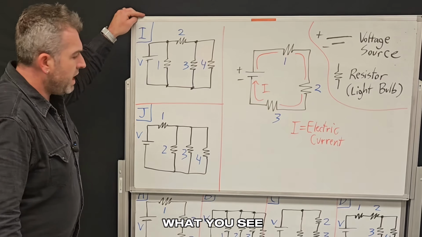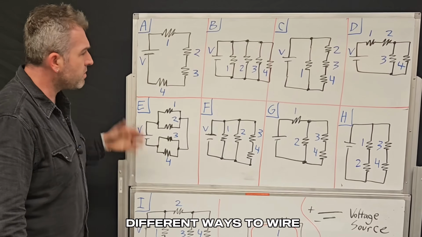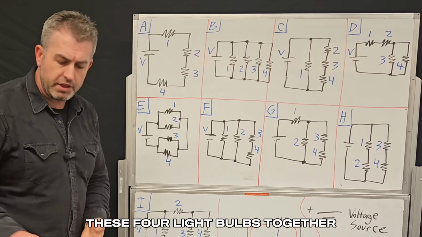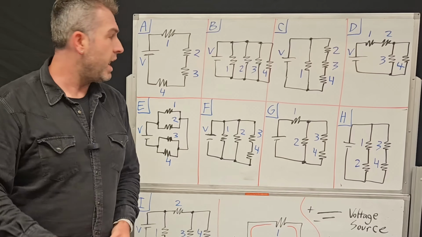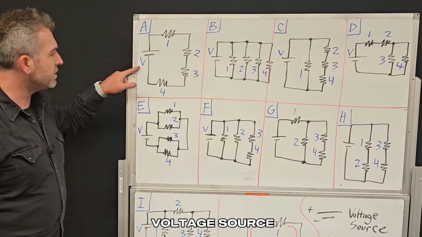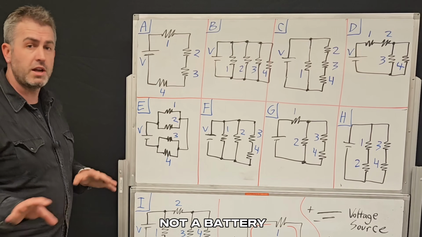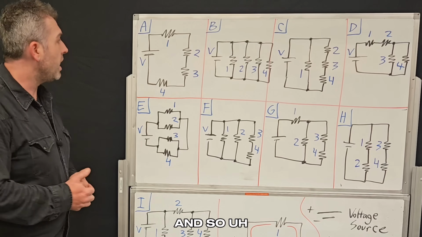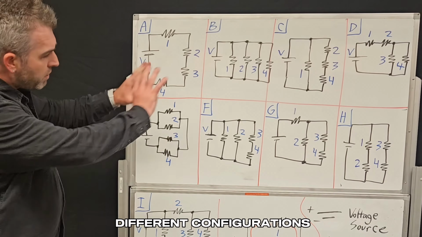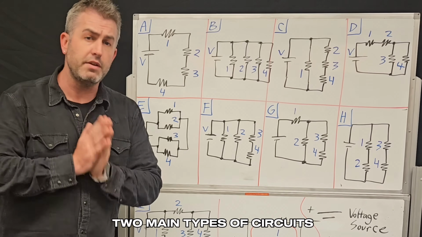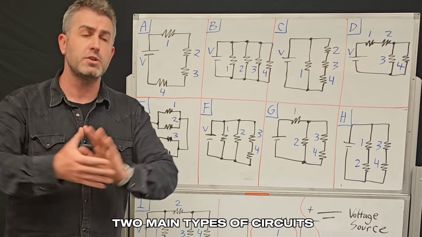So what you see behind me are schematic diagrams for all 10 of the different ways to wire these 4 light bulbs together. And so you can see all of them are going to have a voltage source, which I labeled V, and I'm using the battery symbol, although we know it's not a battery, it's actually the wall. Before we can understand all these different configurations, I think we need to first understand the difference between the 2 main types of circuits.